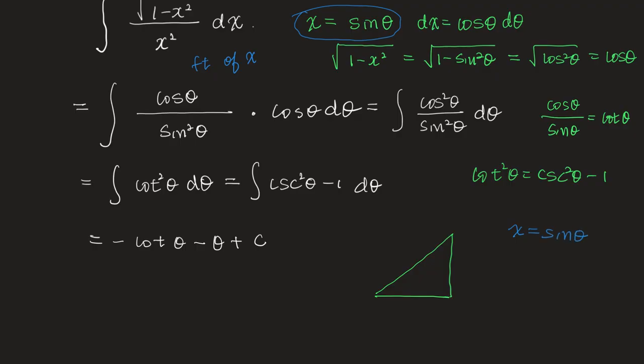Using a right triangle, remember, the sine definition is opposite over hypotenuse. The hypotenuse is 1, the opposite is x. So what is the adjacent, guys? The adjacent is going to be the square root of 1 minus x squared. Based on this information, you're going to change this one. First, you find the cotangent. Cotangent is adjacent over opposite.